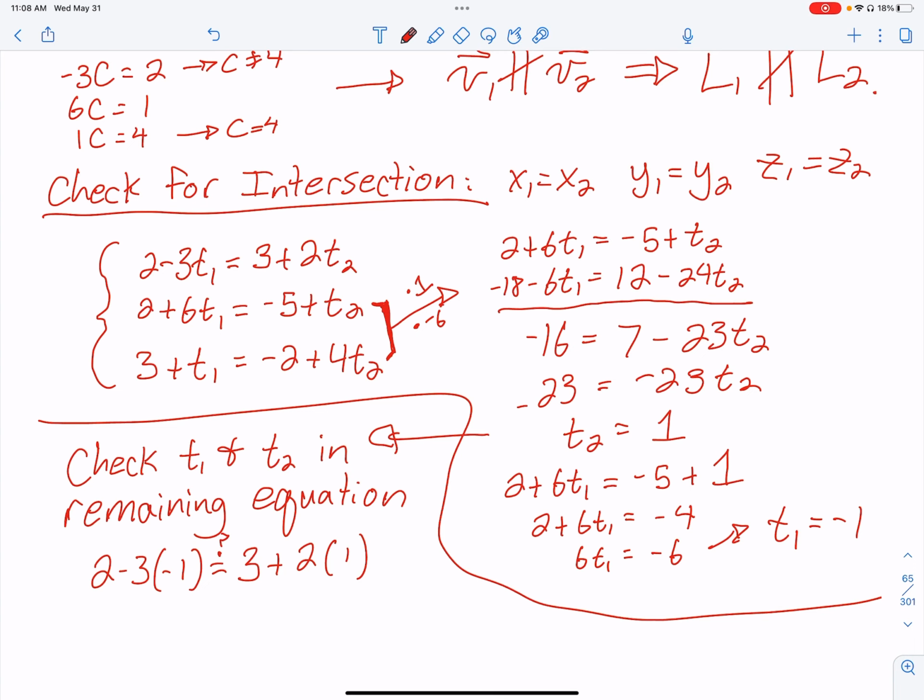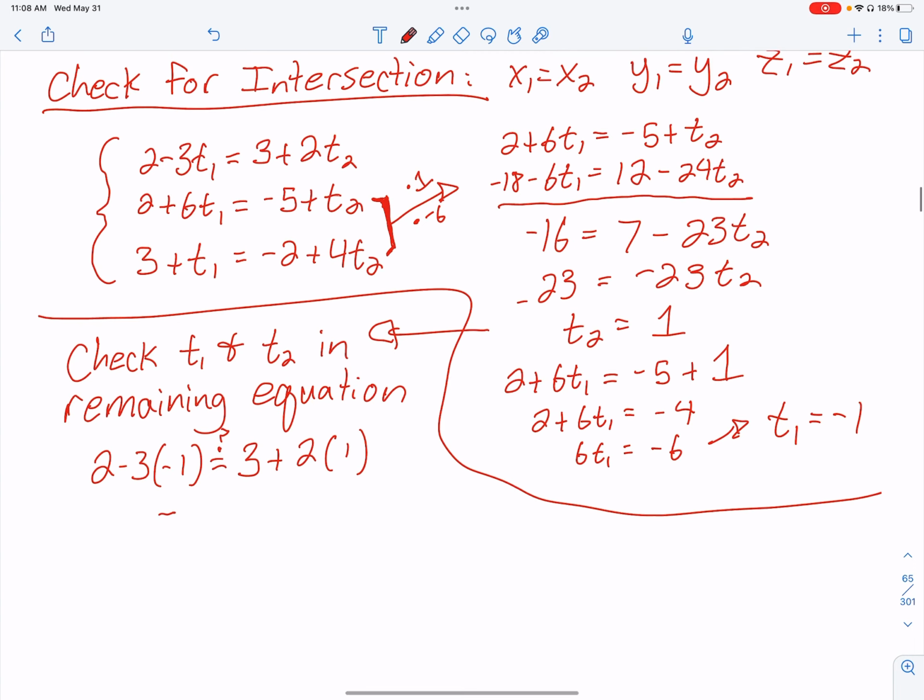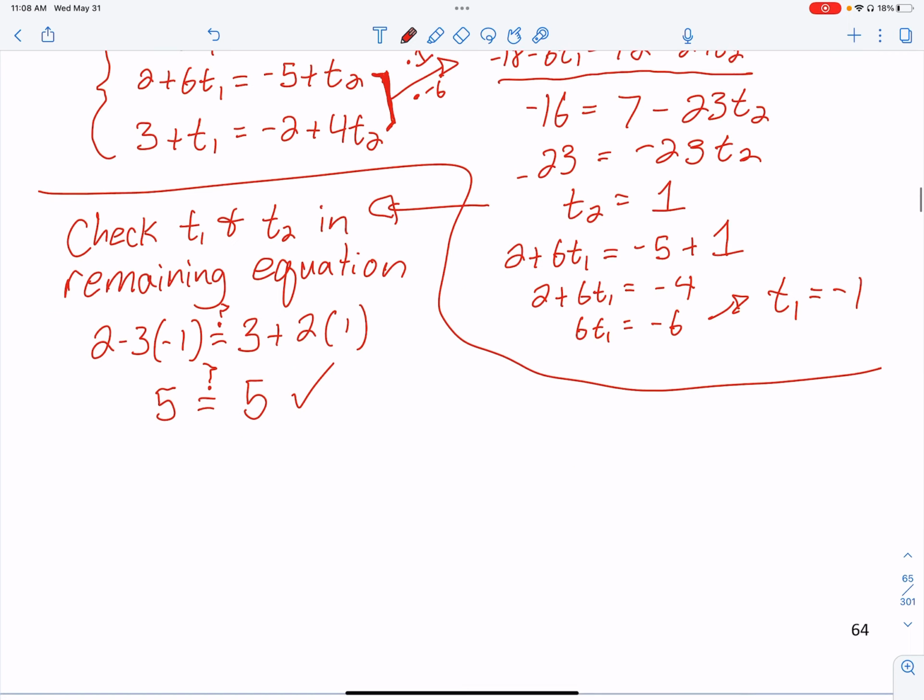All right, so I worked that out. Okay, that is 5 on the left side, and we're still wondering, does that equal the right side, which is a 5? It does, so that means the lines do intersect, and they intersect when t1 equals negative 1.